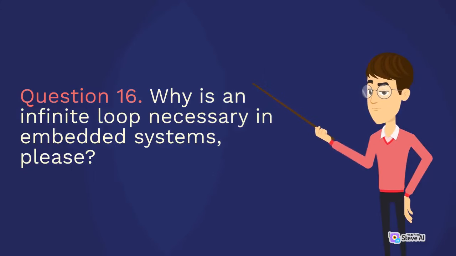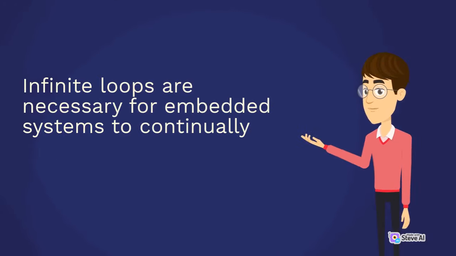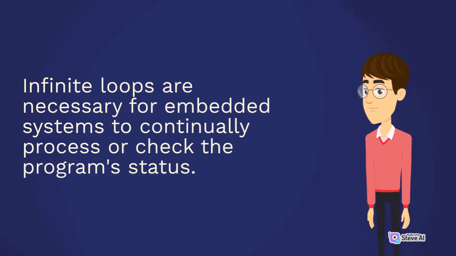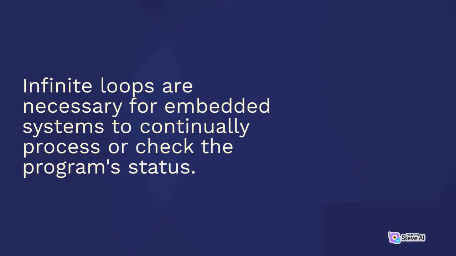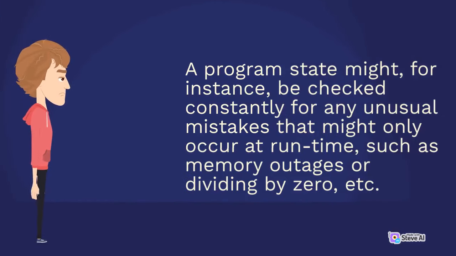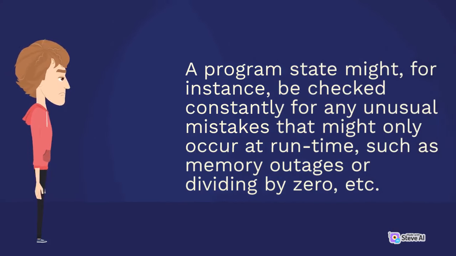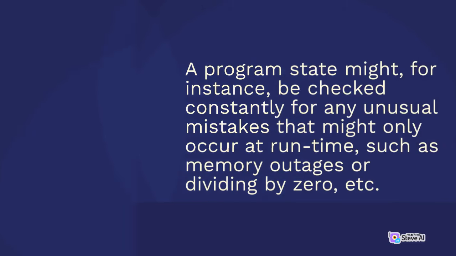Question 16. Why is an infinite loop necessary in embedded systems? Infinite loops are necessary for embedded systems to continually process or check the program status. A program state might, for instance, be checked constantly for any unusual mistakes that might only occur at runtime, such as memory outages or dividing by zero, etc.